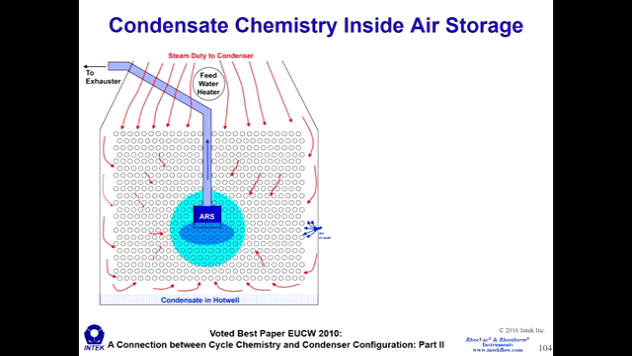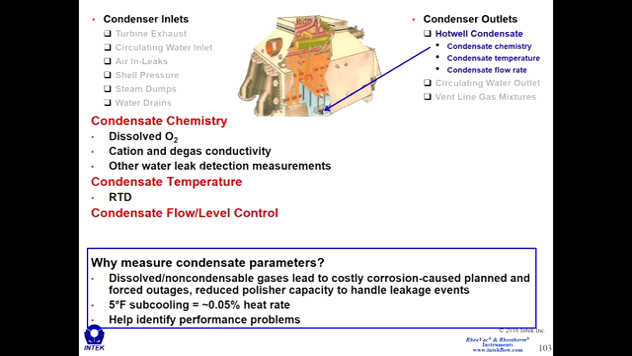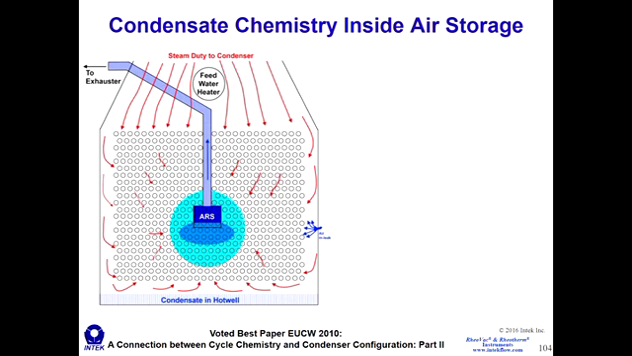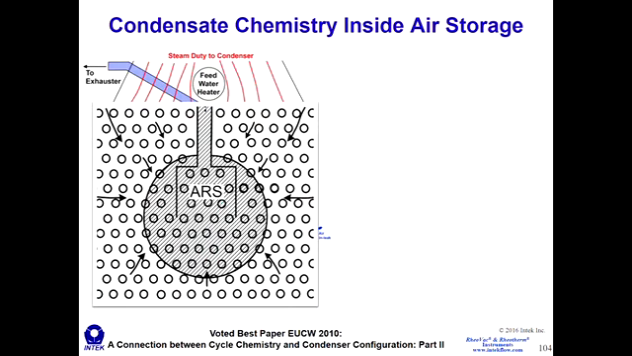Okay, so let's talk about condensate chemistry. Where do dissolved gases come from, and how do they affect condensate chemistry? So here, let's take a look at condensate chemistry inside an airbound zone. Here's a diagram of a condenser with its stagnant zone here. We're going to blow up on this zone, and there's our stagnant zone that exists in most condensers.